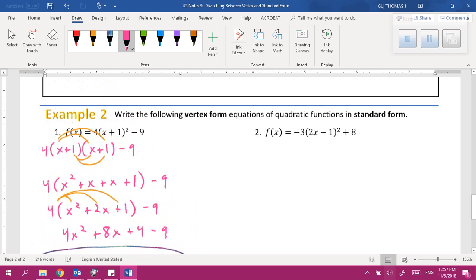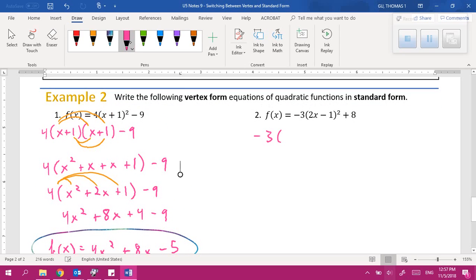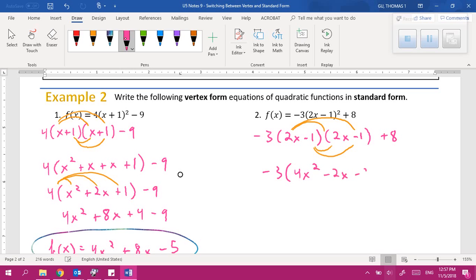All right, and the last one real quick. This is going to be negative 3 times 2x minus 1 times 2x minus 1 plus 8. We got to FOIL this one out as well. And so this is going to be negative 3, and then in parentheses, what's 2x times 2x? 4x squared, and then minus 2x, minus 2x, plus 1, plus 8. That will simplify out to 4x squared minus 4x plus 1 plus 8.